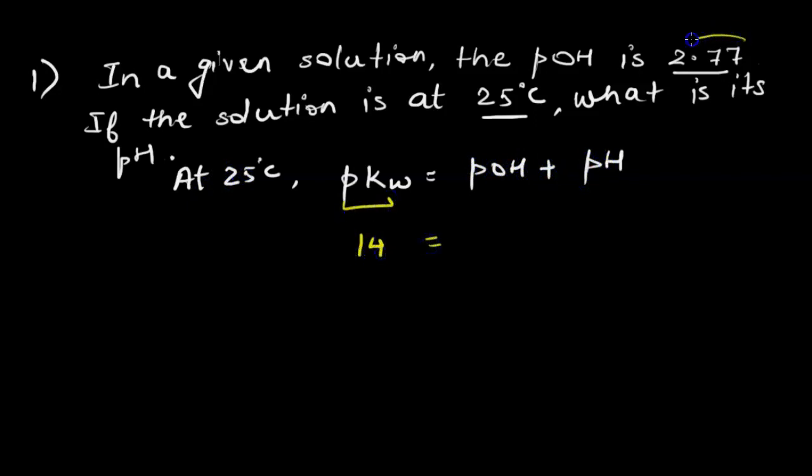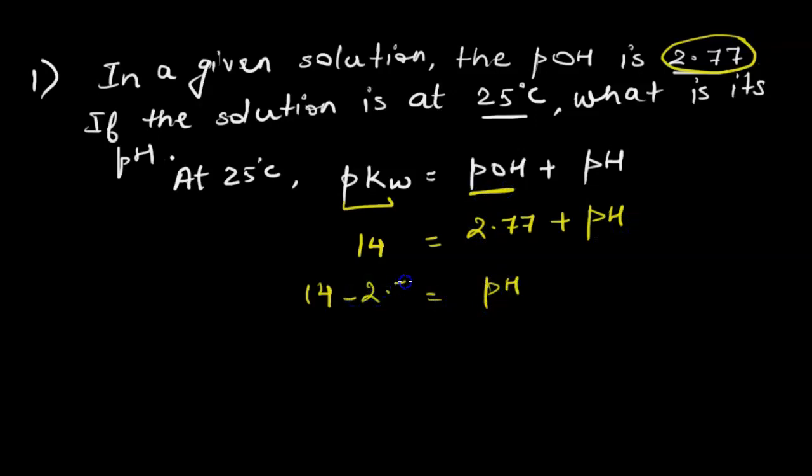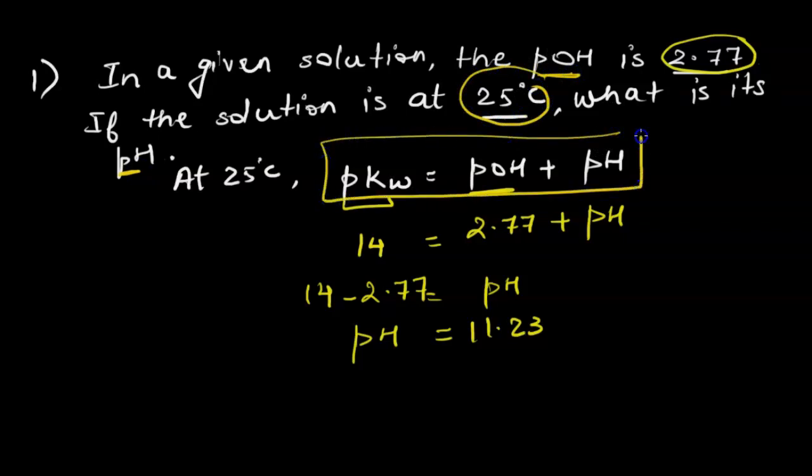So we will substitute the pOH value and isolate for pH. Therefore, we are left with 14 minus 2.77, and that gives us pH equal to 11.23. And this is how we can get the pH value when we are given pOH. The temperature has to be 25 degrees Celsius in order to use this relationship, where pKw is equal to 14.